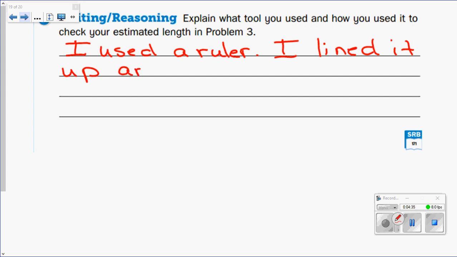And saw that it was 1 inch. Okay. It's really important that you line up your ruler, make sure that it is lined up exactly so you get an exact answer.